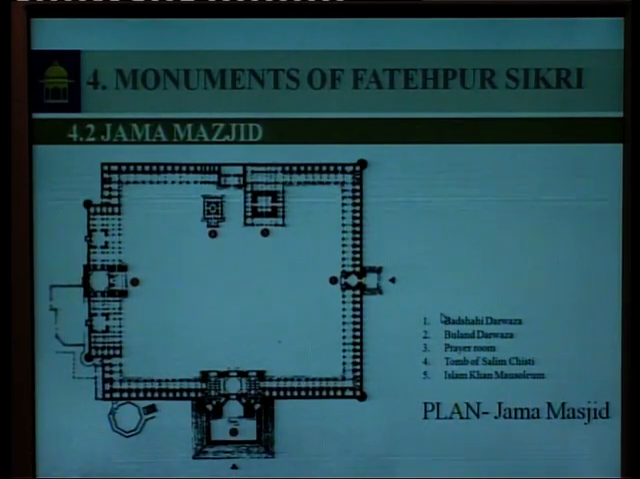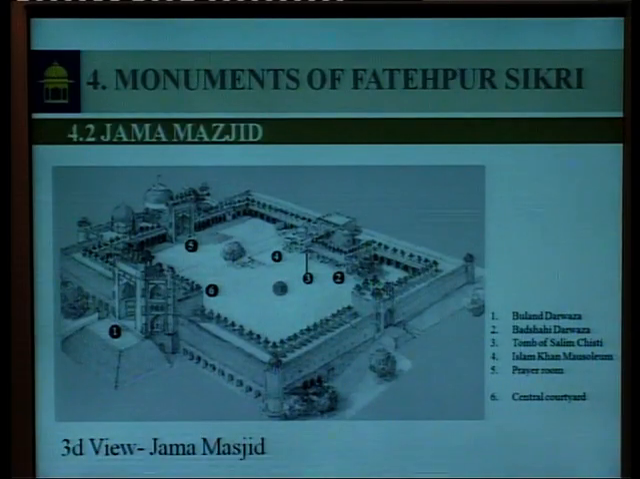Okay, this is a 3D view of the entire Jama Masjid complex, where at number 1 you have your Buland Darwaza, number 5 is, of course, the prayer room or the masjid itself. In between there are 2 more minor buildings or major buildings as you may call them. 3 is the tomb of Salim Chishti, and 4 is the tomb of Islam Khan.